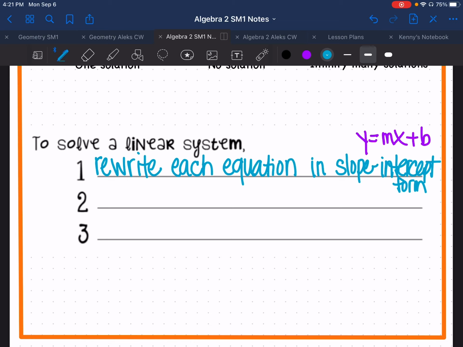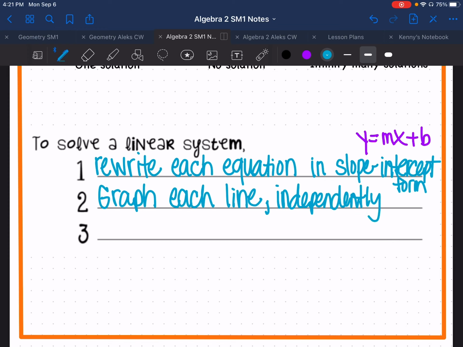Once we've done that, we can go ahead and graph each line independently, meaning we graph the first line and then we graph the second line. The last thing we need to do is identify the point of intersection, because this is our solution.